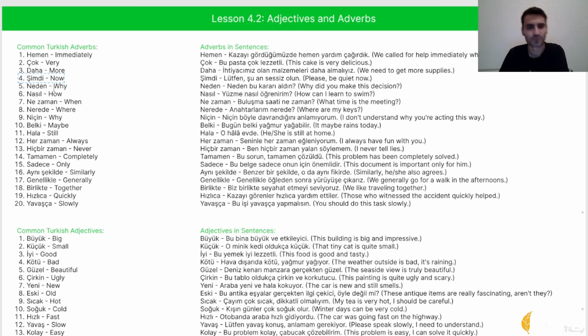So you can also. Şimdi means now, neden means why, nasıl means how, you already know. Ne zaman means when, nerede means where, niçin means why, belki means maybe. Hala means still, her zaman means always, hiçbir zaman never, tamamen completely, sadece only, aynı şekilde similarly, genellikle, generally, birlikte together. Hızlıca, quickly, yavaşça, slowly. And that's all. Holy moly.